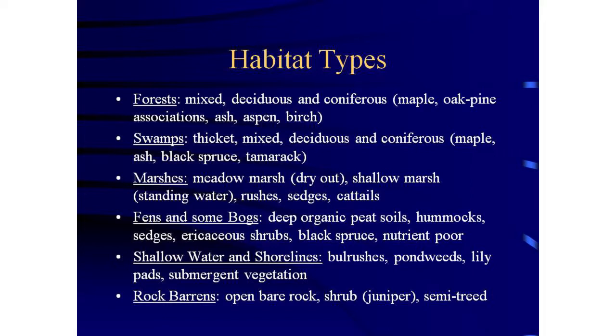So this idea of habitat types, a lot of the work that I do relates to characterizing forest communities and wetlands, and there's all types of habitat types. Forests, swamps, marshes, fens, and bogs, shallow water, shorelines, and rock barrens. And I've touched on a lot of those so far. But these are obviously all the areas where we have our species at risk. And because of the diversity of habitat types we have, quite a range of species at risk.